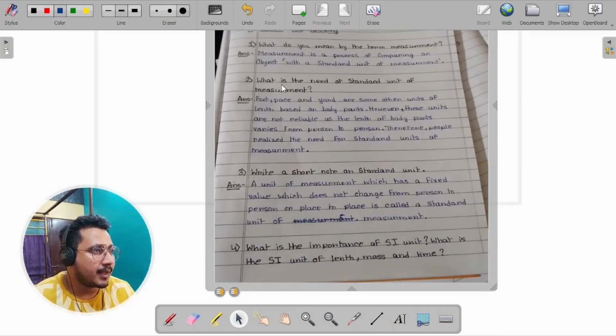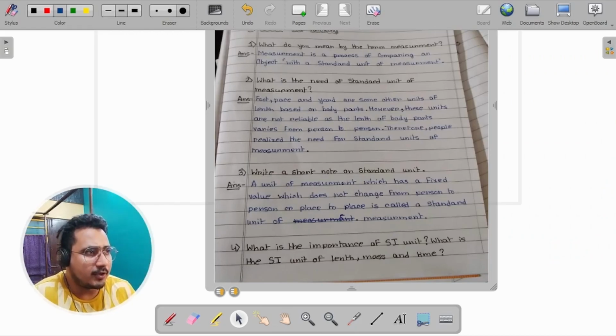And also the next question is what is the need of standard unit of measurement? What is the answer? Read. Foot, pace, and yard are some other units of length based on body parts. However, these units are not reliable as the length of body parts varies from person to person. Therefore, people realized the need for standard units of measurement. Yes. That means those units we're talking about, the foot length or the arm length, are called relative units. We're comparing something with some part of your body. Now, body parts for each and every person are of different length, and we shouldn't be coming to a conclusion like everyone's measurement being different from each other. That would be a problematic thing.